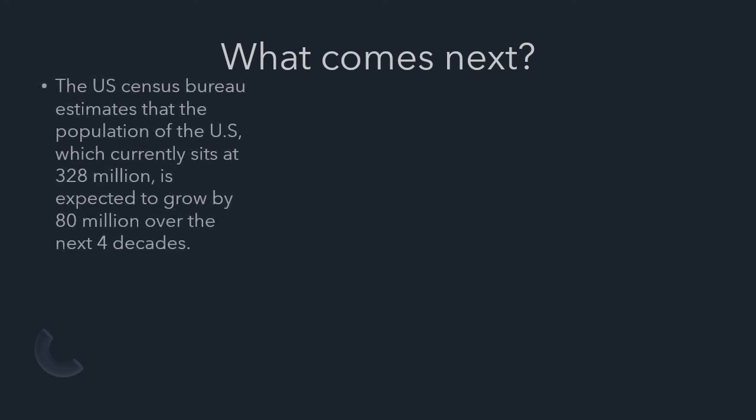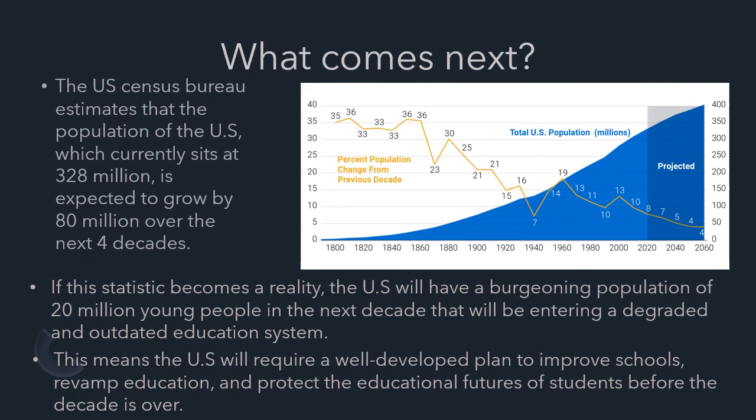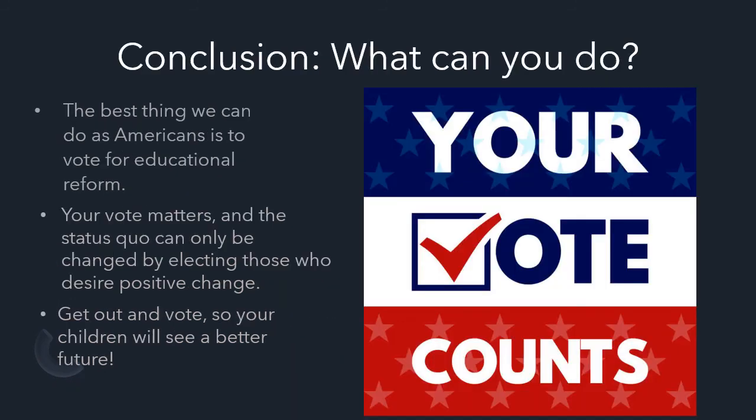So what comes next? The U.S. Census Bureau estimates that the population of the United States, which currently sits at 328 million, is expected to grow by 80 million over the next 4 decades. If this statistic actually becomes a reality, the U.S. will face a population of 20 million young people in the next 10 years that will be entering a degraded and outdated education system. That means that the U.S. has 1 decade to develop a well-developed plan to improve schools, to revamp education, and to protect the educational futures of students before 2030 arrives.